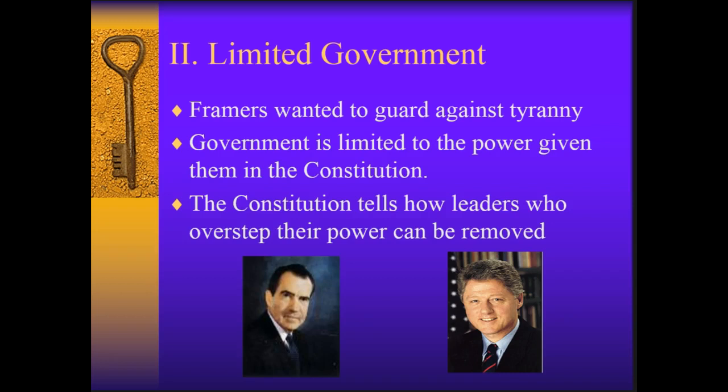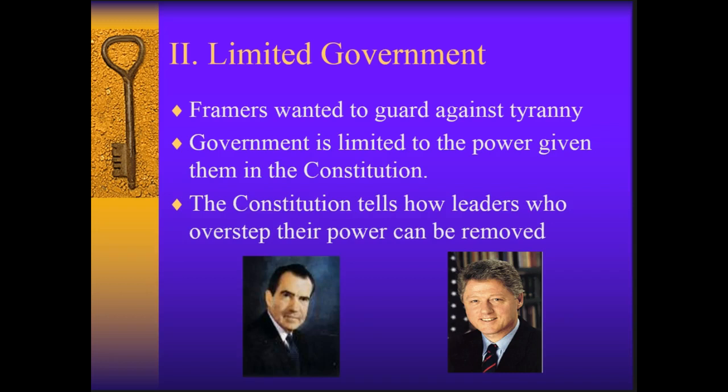Another key concept here is limited government. The framers really wanted to guard against tyranny or absolute power, and so one of the things they incorporated within the document is that they limited very concretely the powers that each branch has. For example, we've already talked about how Congress has the power to coin money. The executive branch cannot make money or change the money. Ultimately, that power comes from Congress, the legislative branch. So government is limited to the power given to them in the Constitution.